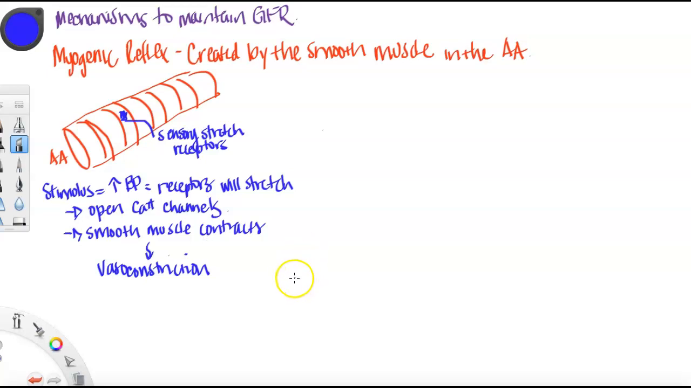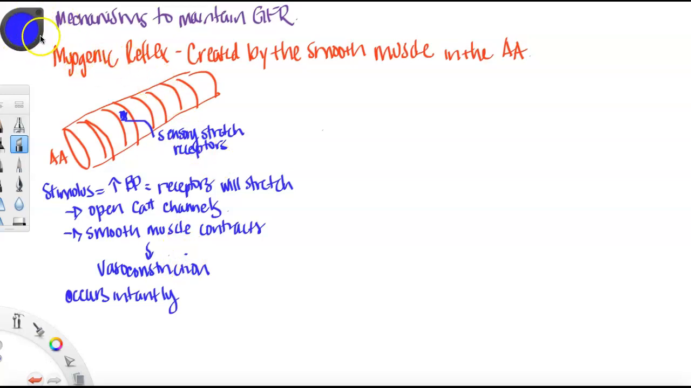Okay. So this reflex, this myogenic reflex, occurs instantly. So it's going to happen right as pressure's up. That's going to happen because the arteriole is going to feel that stretch. Okay.